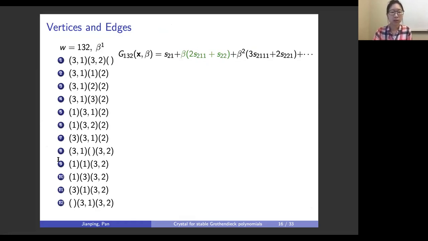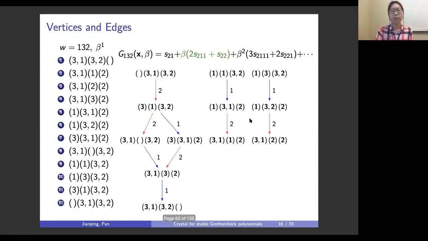So we can list all of them. Beta is 2 to 1, so it means we throw in 1 extra letter, so the lengths for them should be 4. If you think of only 3 factors, so we only have x1, x2, x3, we can list all the decreasing factorizations for 1, 3, 2 with length 4 and 3 factors. There are 12 of them. Then with the crystal operators we defined earlier, we can organize them into 3 connected directed graphs with edge labeling.